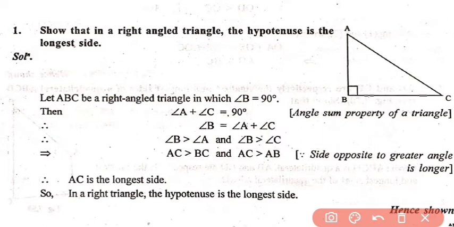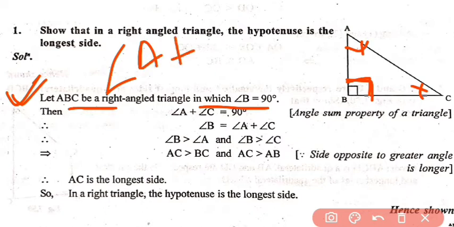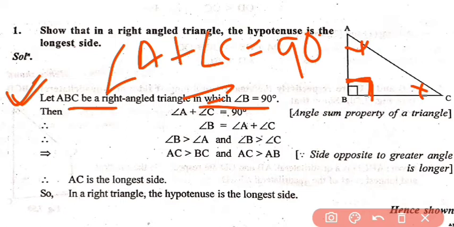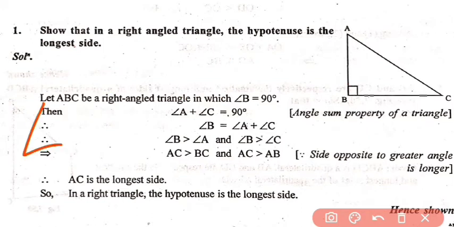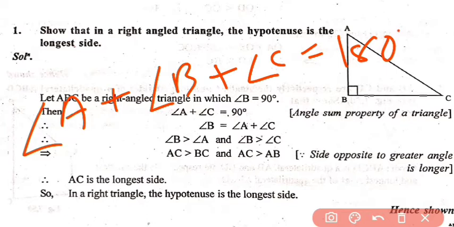So for this, let ABC be a right angled triangle in which angle B equals 90 degree. Therefore angle A plus angle C will be 90 degree, from the angle sum property. Why? Because angle A plus angle B plus angle C equals 180 degree. The sum of interior angles of a triangle is 180 degree.